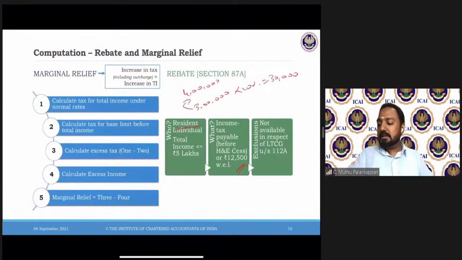If there is any tax on this additional 1 lakh, on that alone I can claim rebate. Let's say that in that 1 lakh, I'll have to pay some 5,000 rupees tax. That 5,000 I can claim as rebate. So it's only on income above your long-term capital gain.